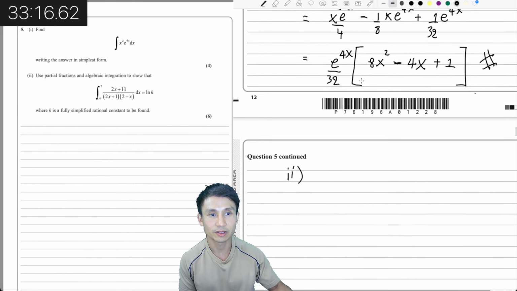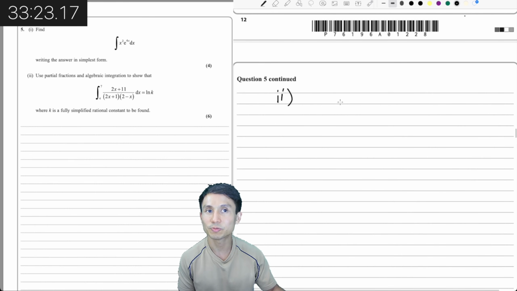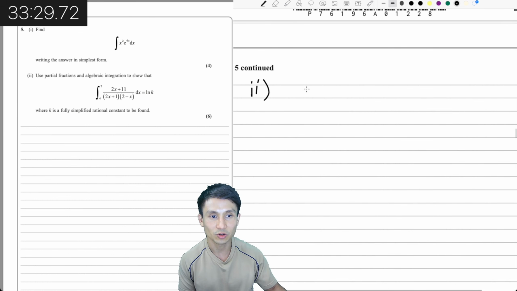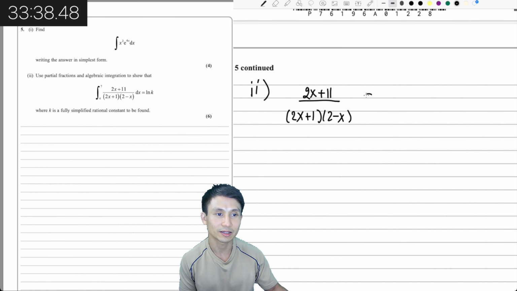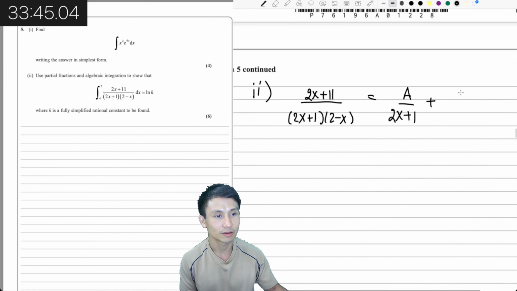Next one. Let's see again. Hang on. Yeah, I think I'm happy with that. Okay. Use partial fractions and algebraic integration to show. Well, let's do partial fractions first. So we're going to set that whole thing, noting that this is 2 minus x, equal to a over 2x plus 1 plus b over 2 minus x.